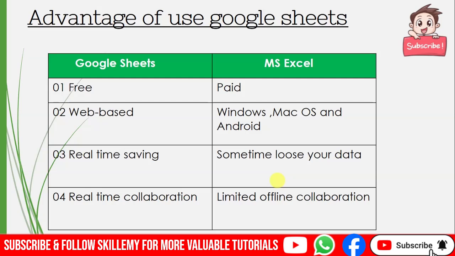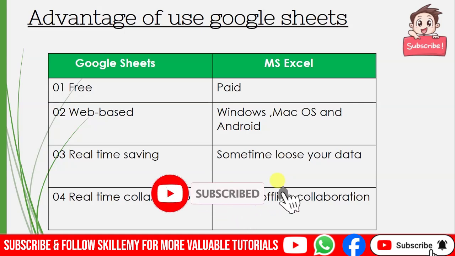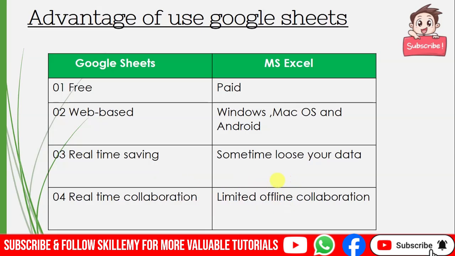The third advantage is real-time saving. If you use Microsoft Excel, sometimes you lose your data, right? It means that if you do any kind of task in Microsoft Excel, it will not automatically save in your system, right? At the time, if you suddenly stop Microsoft Excel or if you face any error, you will lose your data in Microsoft Excel. But Google Sheet is a cloud-based application.